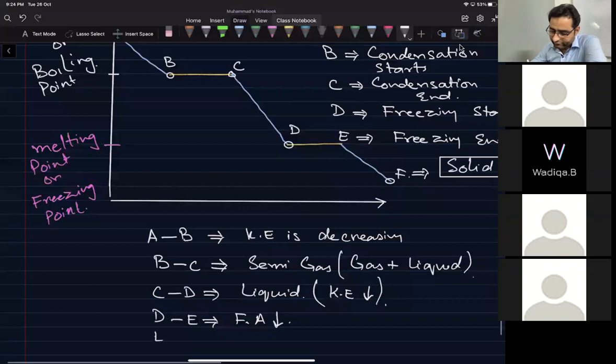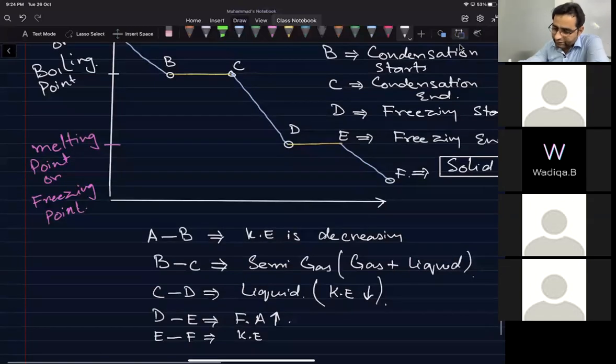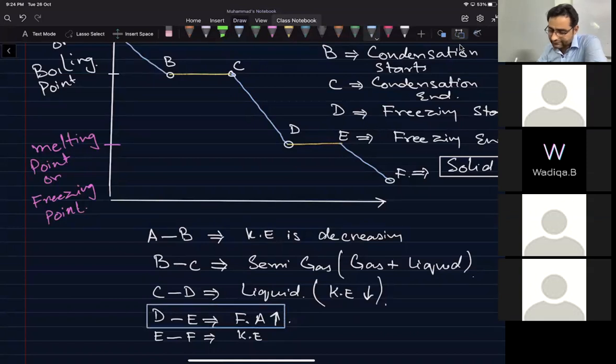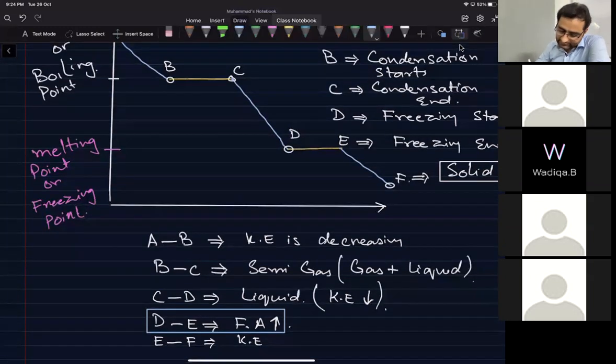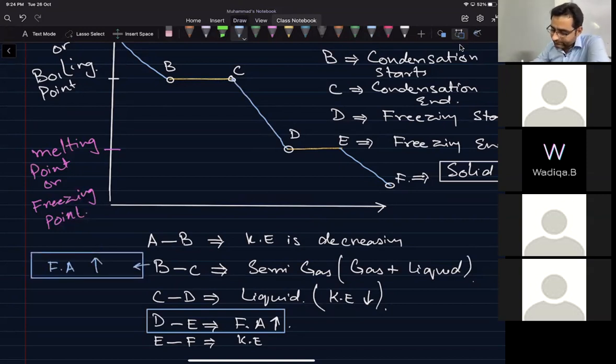And again, between E and F, temperature is decreasing, which indicates kinetic energy is decreasing. Sorry, forces of attraction are developed between D and E when temperature is constant. So forces of attraction are being developed between the liquid particles. And between B and C, semi-gas, forces of attraction are increasing. Between B and C, forces of attraction are increasing. Again, between D and E, forces of attraction are increasing.